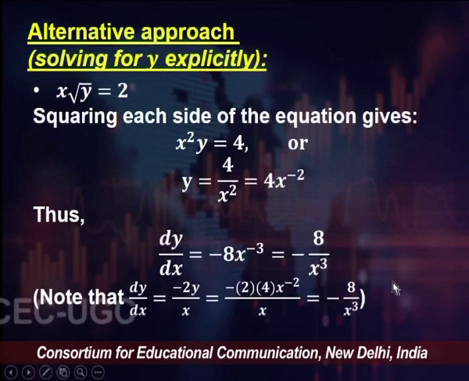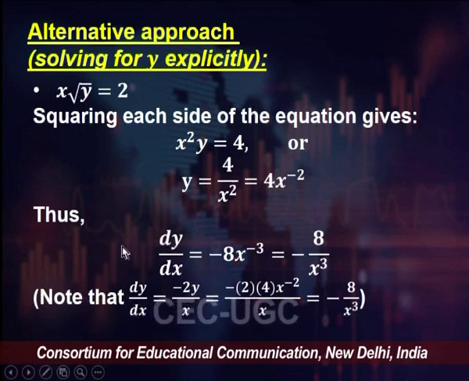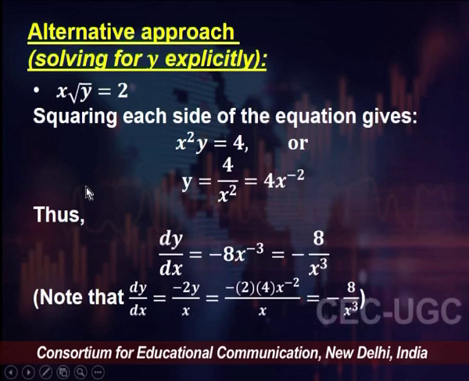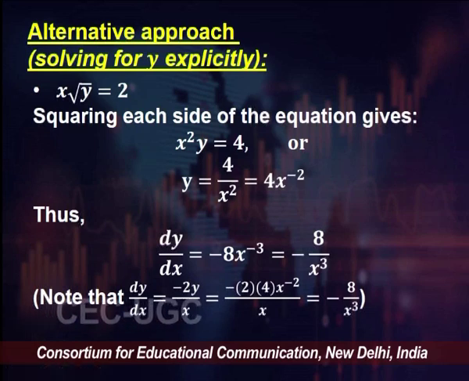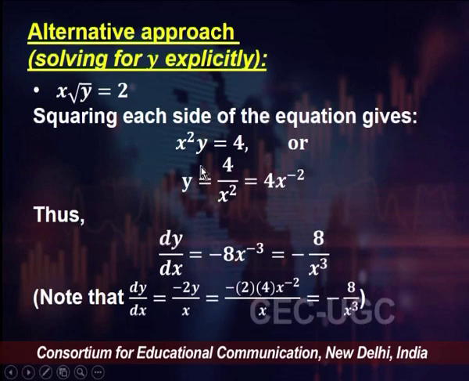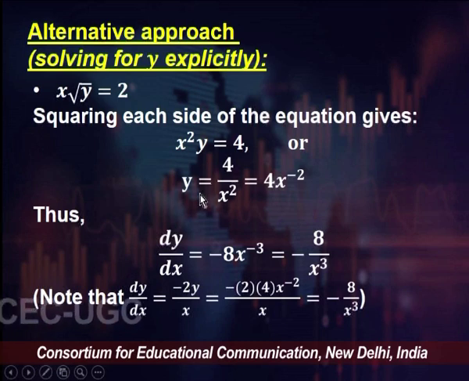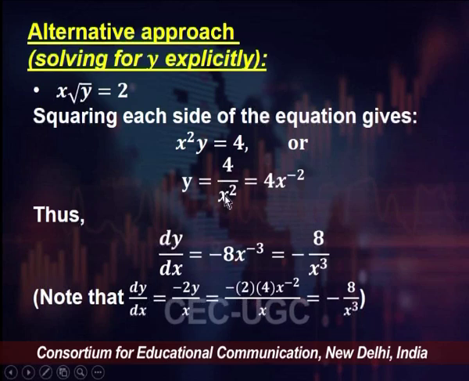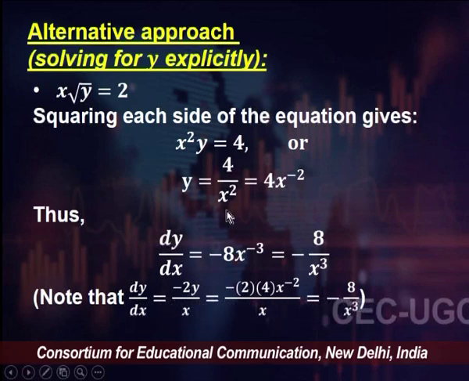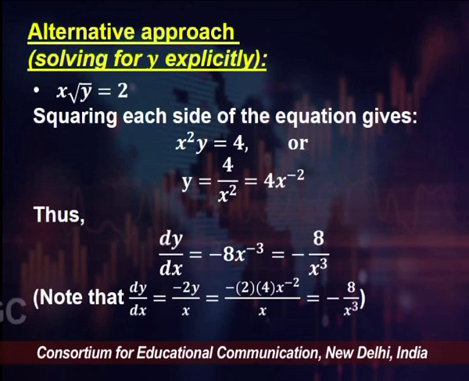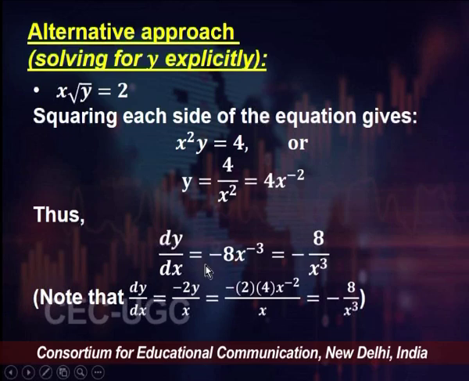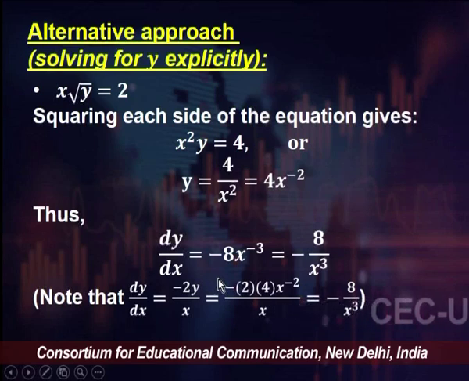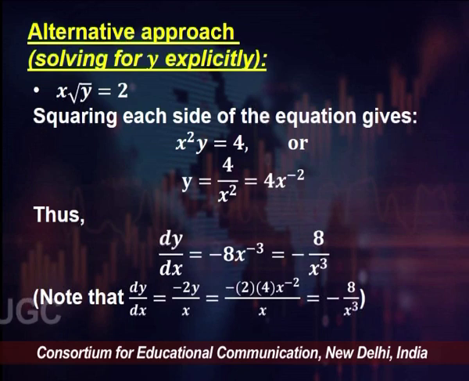Another way in which we can find dy by dx here is that we can actually square each side of the equation. This is an alternative method that we can follow. After squaring both sides, x squared times y is equal to 4. So, this implies that y is equal to 4 divided by x squared, or 4 times x to the power minus 2. When you differentiate y with respect to x, dy by dx is then equal to minus 8 times x to the power minus 3, or minus 8 divided by x cubed.